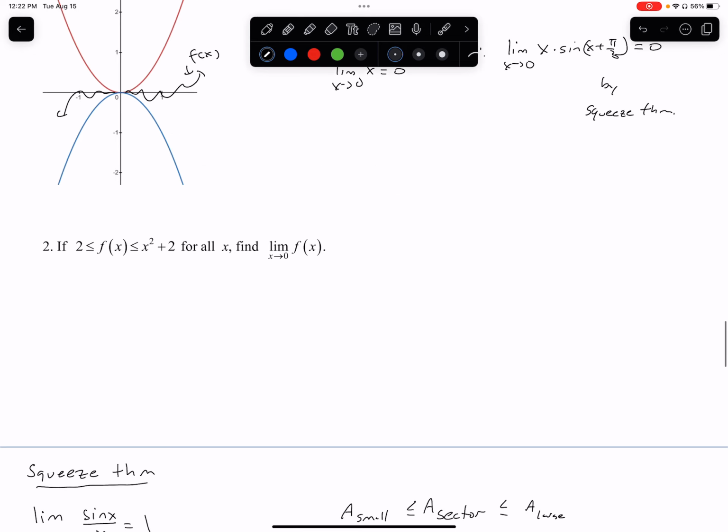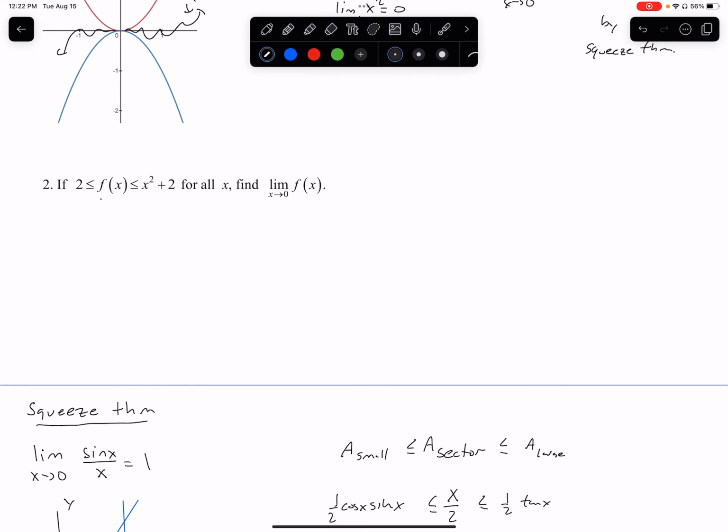So try another one here. Pause if you can. Here we have an unknown function. It's between 2 and x squared plus 2. Now, really what we should do is write this as a limit. Take the limit as x approaches 0 of 2, less than or equal to, oops, that should be 0, not a 2 there, the limit as x approaches 0 of f of x, less than or equal to the limit as x approaches 0 of x squared plus 2.